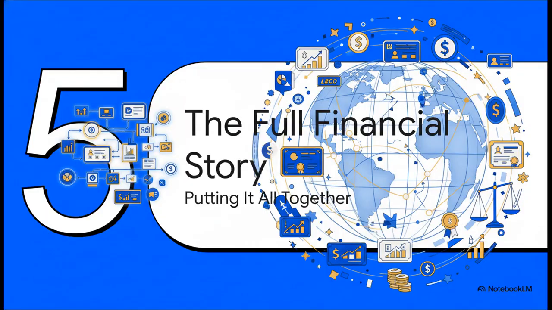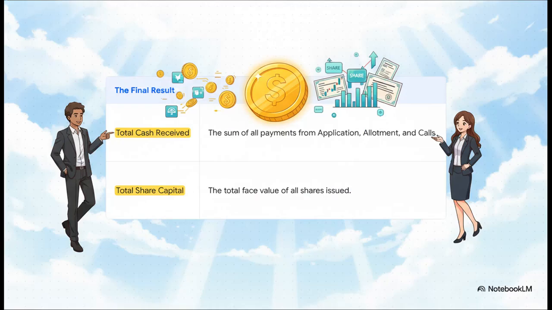So, we've walked through all the individual journal entries and steps. Now let's just take a quick step back and look at the big picture. What was the final result of all this? When all is said and done, it really boils down to two simple things. On one side, the company's bank account has gone up by the total amount of cash it received through the application, the allotment, and the calls. And on the other side, its share capital account has gone up by the total face value of all the shares it issued. Simple as that.